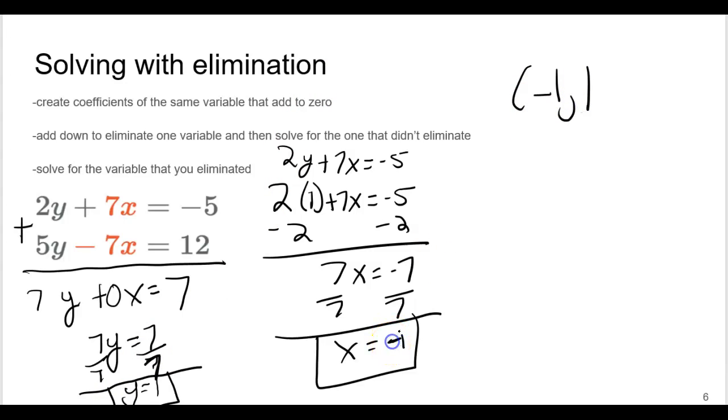So we're going to keep practicing with this, but the gist of it is you want coefficients that are opposite and would add to 0. Once you have that, you do that, which eliminates a variable, and then you solve for the other one.